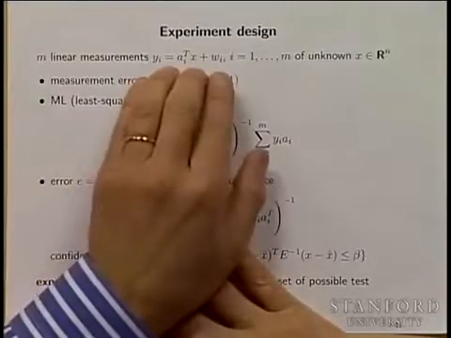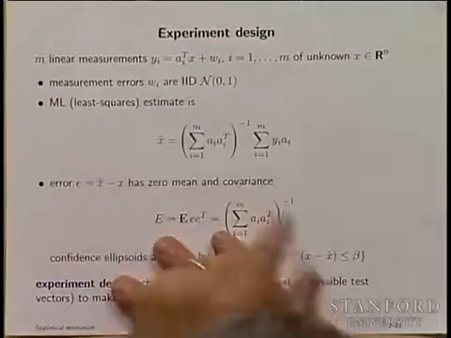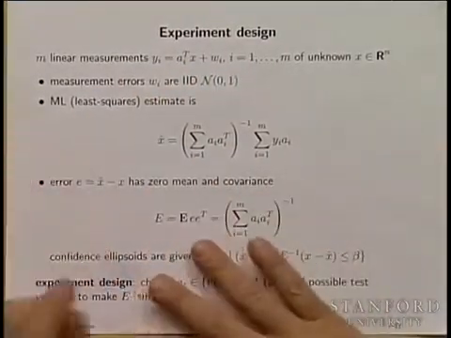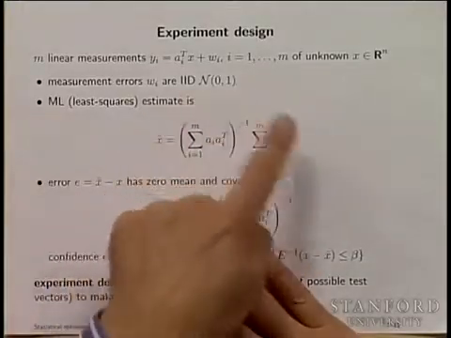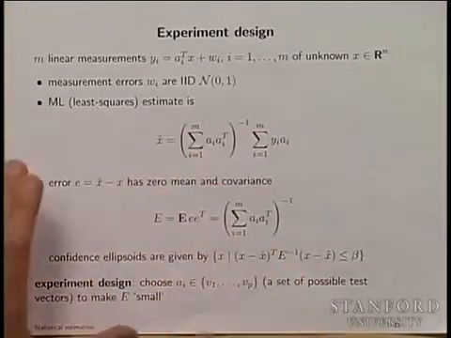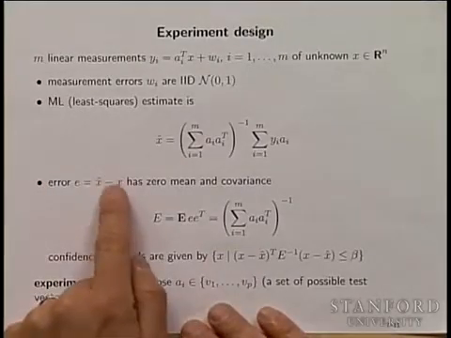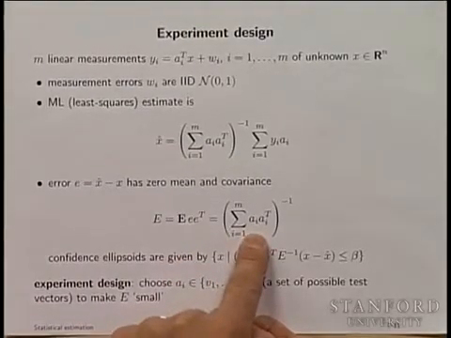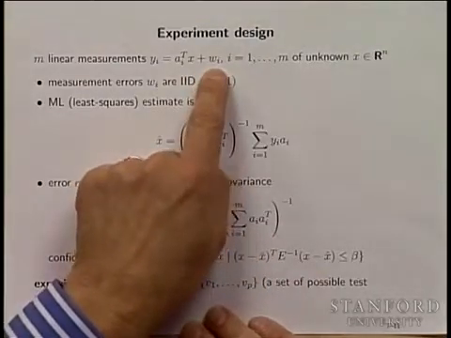We'll talk about how it works. We'll do the simplest case, which is just linear measurements like this, and we'll just say that the noises are IID N(0,1). You can change all this, but let's just do that. Well, the maximum likelihood or least squares estimate is just this, and the error is zero mean. That's x hat minus x is zero mean, and it has a covariance matrix, which is this thing. So that's the covariance. By the way, here the noises all have noise power 1.